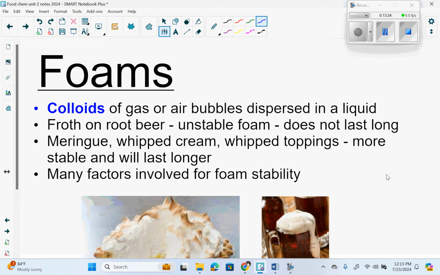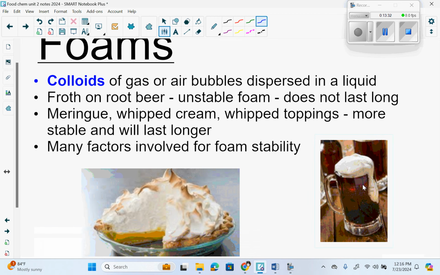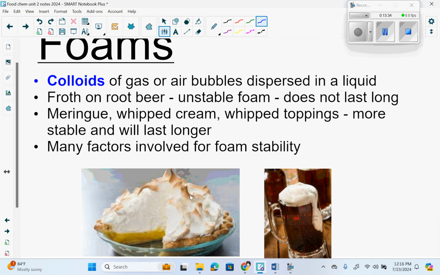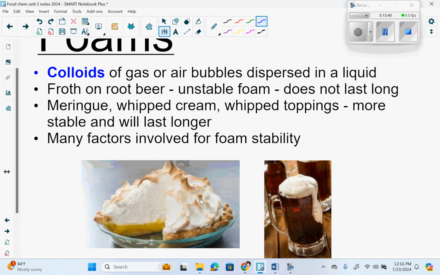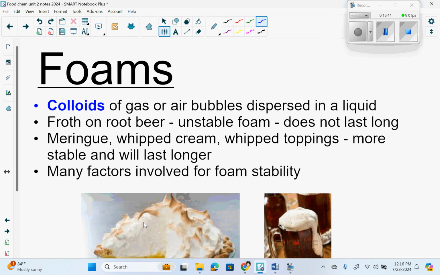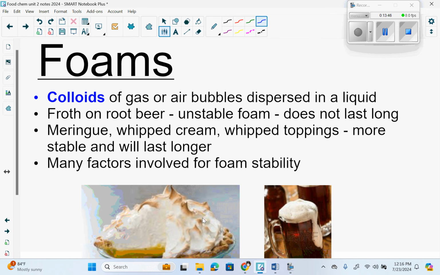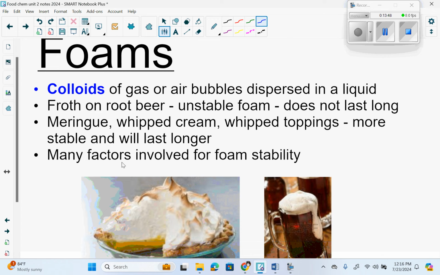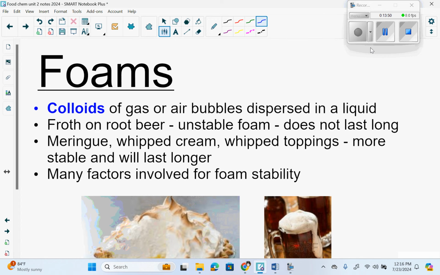All right, and foams. These are colloids of gas or air bubbles dispersed in a liquid. So this is your froth on root beer. That's an unstable foam. It does not last long, but it tastes really good. Meringue, right? Whipped cream, whipped toppings. These are more stable and will last longer. And there are many factors involved for foam stability. So they're not easy to manage. They can break because, again, there are a lot of factors involved for their stability.